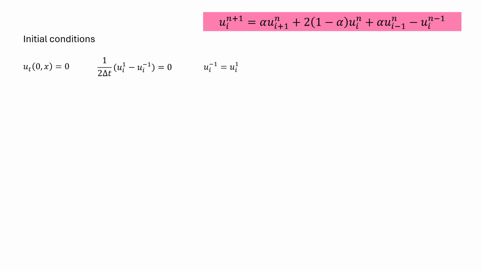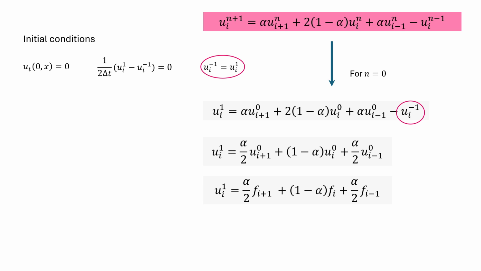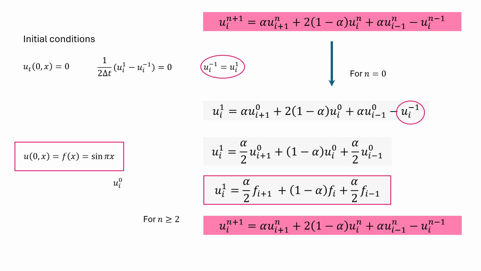Now, if we let n equal 0 in our explicit finite difference formula and we replace the value of u_i at t equal to minus 1 with u_i at t equal to 1, as obtained from the approximation on the initial condition, we get this formula for time step equals 1. Now we know the displacement value at time step 0, and we can also compute the displacement at time step 1 using this formula. Then for time step 2 and above, we can use our main explicit finite difference formula.